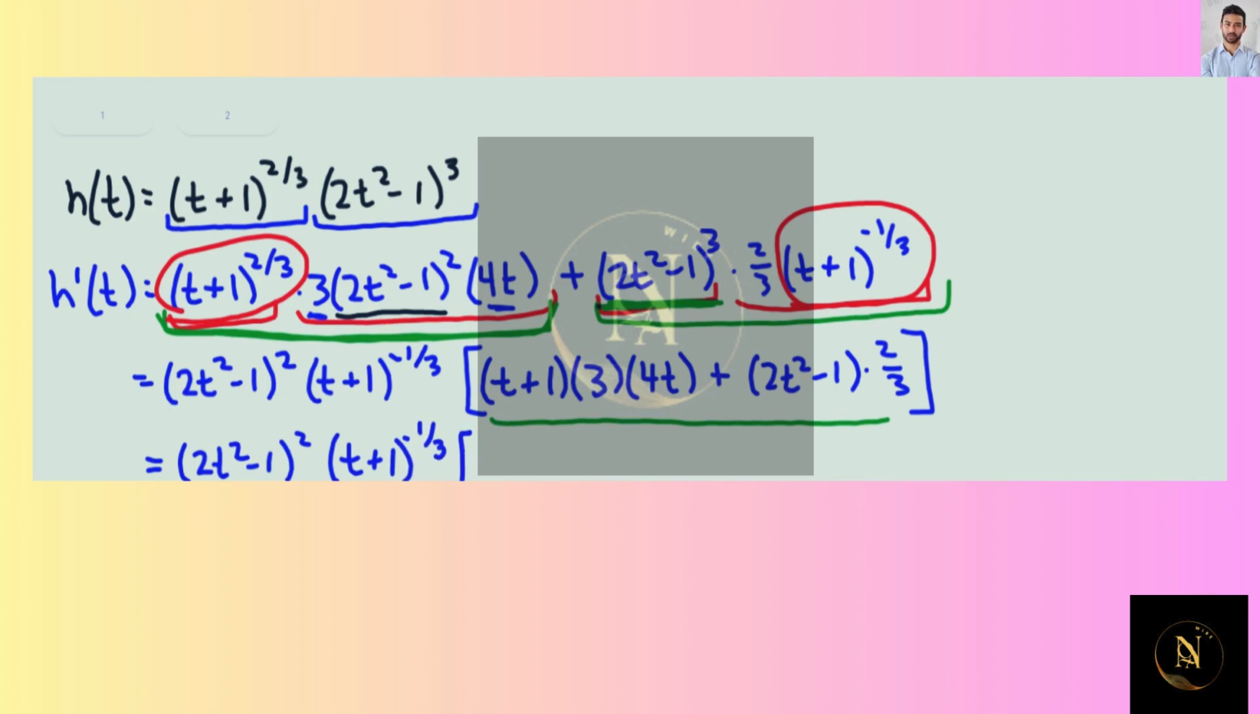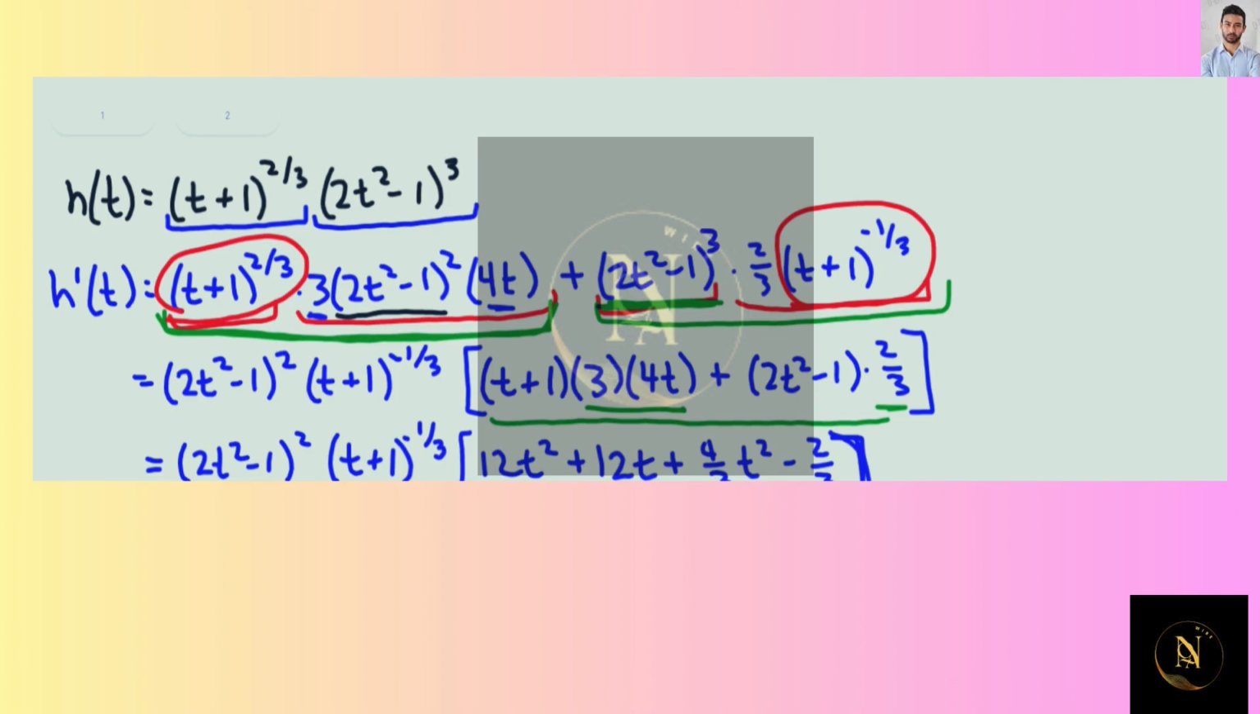And now, suppose we distribute. So we would have 12t times the quantity t plus 1. So that's going to be 12t squared plus 12t. And suppose we distribute the 2/3. So that's going to be 4/3 t squared minus 2/3. Okay, so we have some like terms we can combine, the 12t squared and the 4/3 t squared.